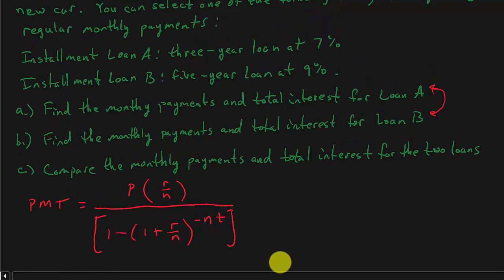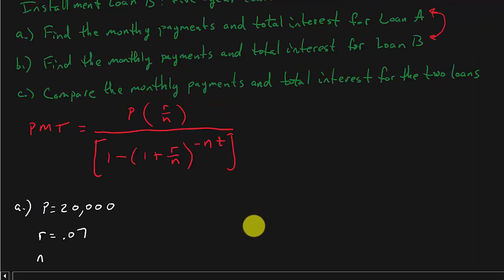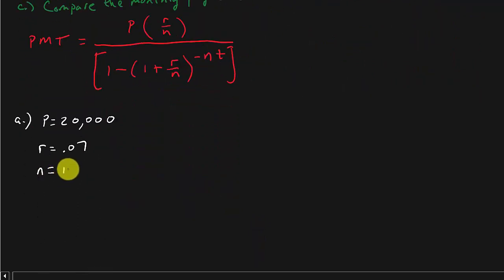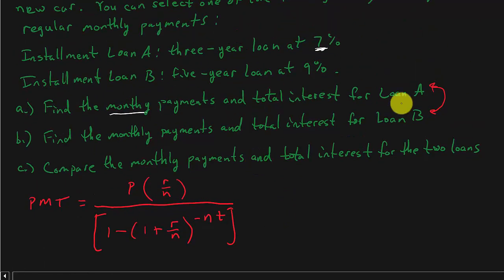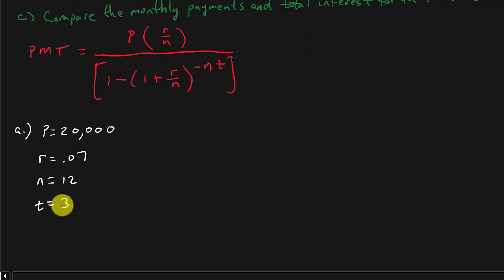Now let's get R. R is the interest rate. For loan A, the interest rate is 7%, so that is 0.07. Then we need N, and it does say monthly payments. There are 12 months in a year, so N is 12. And then we need T. Installment loan A is a 3-year loan, so T is 3.